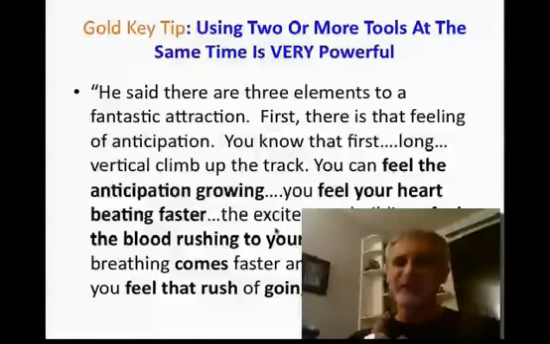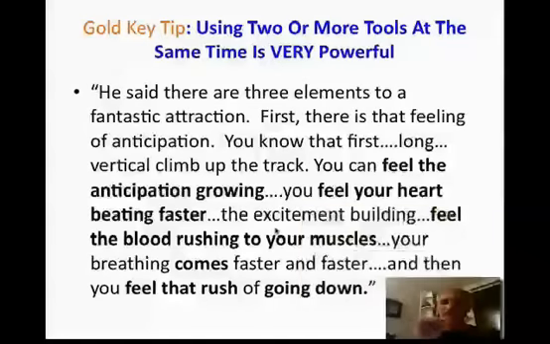Here's a gold key tip. Using two or more tools at the same time is very powerful. So you'll see that we're using many things in combination. We're using ambiguity. We're using quotes. We're using sensory-rich language. We're using sexual metaphor. We're using all of these things working together in just a few sentences. So let's go on with some more of this language.